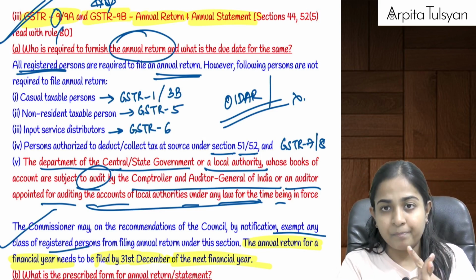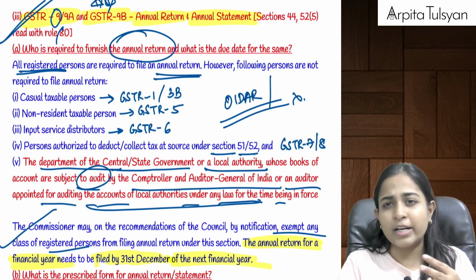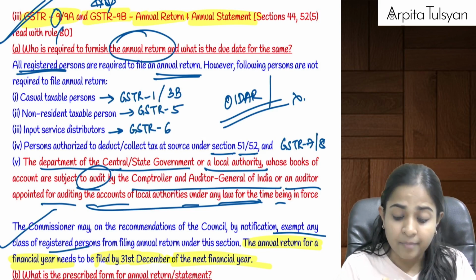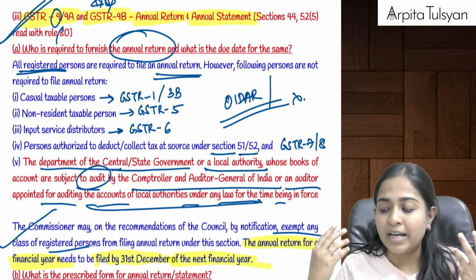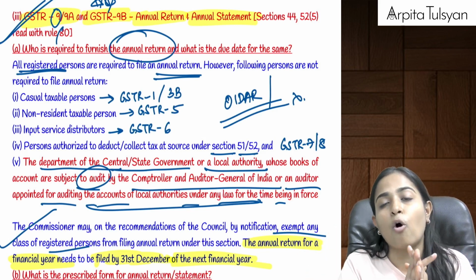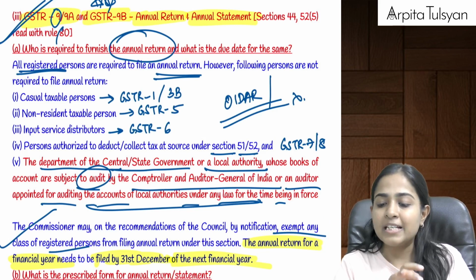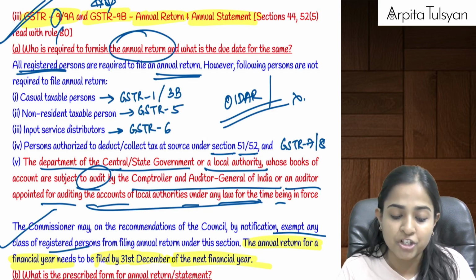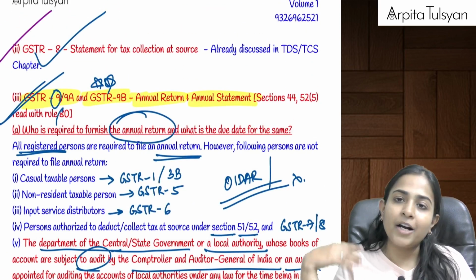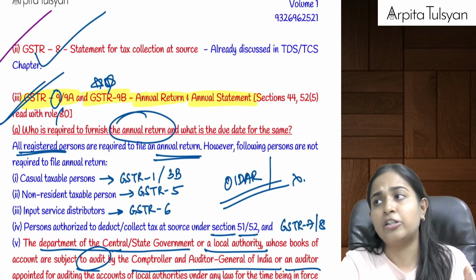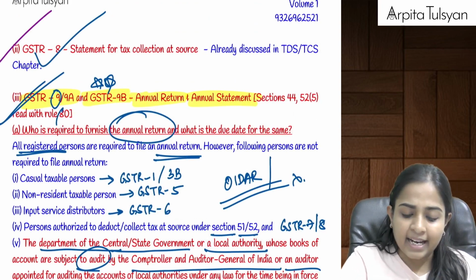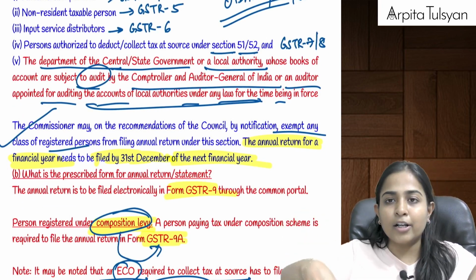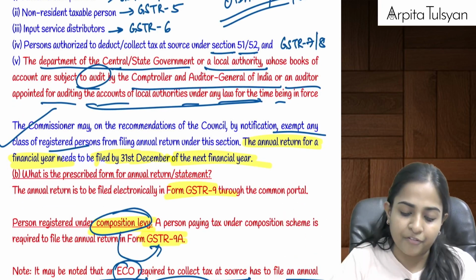CTP, NRTP, okay, then your ISD, no need to file the annual return. Then TDS person, TCS person, no need to file the annual return. Or any other central government or state government department or local authority whose books of accounts are audited by CAG. Okay, these 5-6 people are not required to furnish their annual return at all. Apart from this, other persons, example a normal registered person, a composition taxpayer, etc., they are required to furnish their annual return by 31st December of the next year. So annual return for a particular financial year has to be submitted by 31st December of the next year.